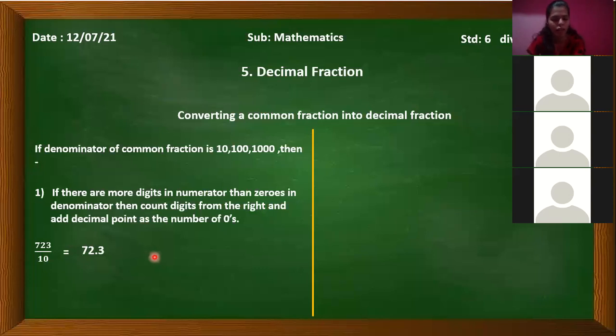So let us take another example, which is 5138 upon 100. Here also the number in numerator is greater than the number in denominator. But how many zeros are there in the denominator? Count the zeros. 2. Right? So we are going to count from the right side how many digits? 2 digits. So after counting 2 digits, we will give the decimal point, right?